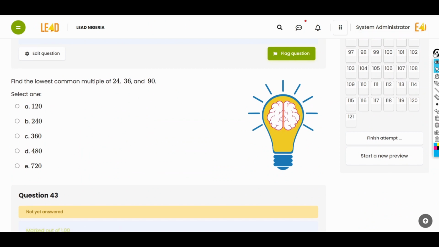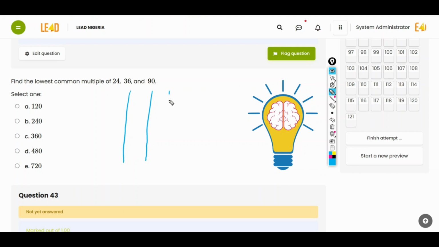Okay, find the lowest common multiple of 24, 36, and 90. Okay, so we can work with 2. I would have 12, here 18, here 45. We can work with 2 again. We would have 6, 9, and then bring down 45.